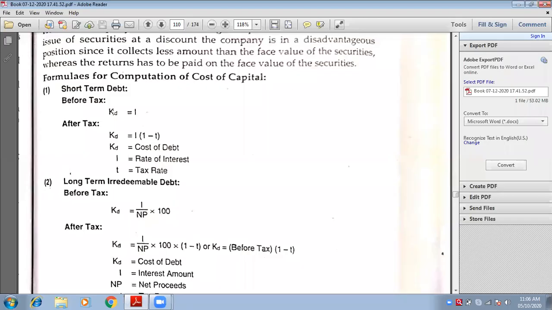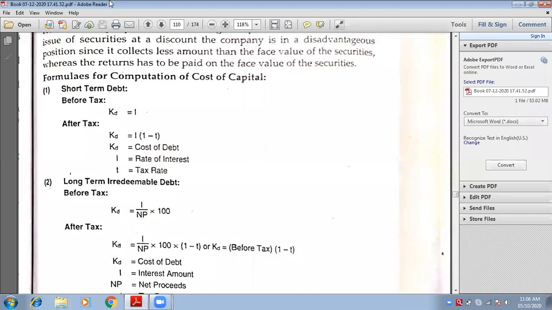So let's start. See, for cost of capital, am I audible? Yes, ma'am. Okay.